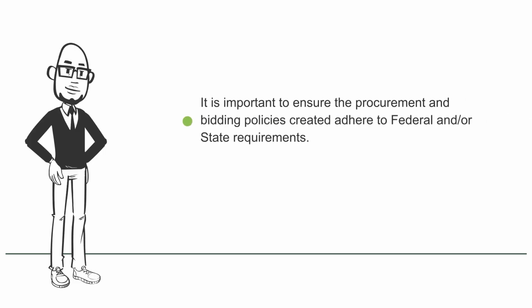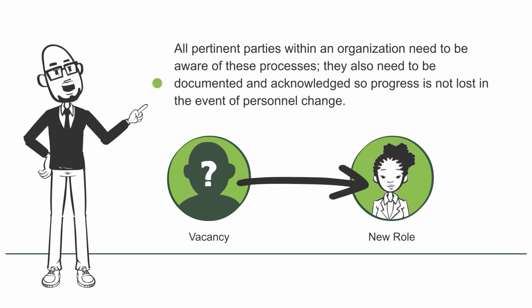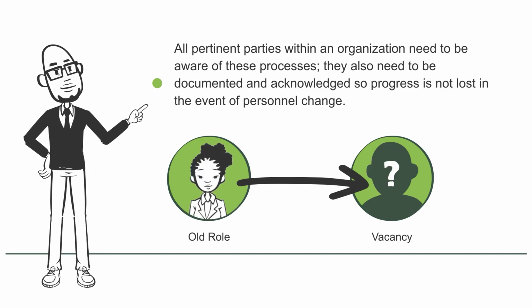It is important to ensure the procurement and bidding policies created adhere to federal and/or state requirements. All pertinent parties within an organization need to be aware of these processes. They also need to be documented and acknowledged so progress is not lost in the event of personnel change.